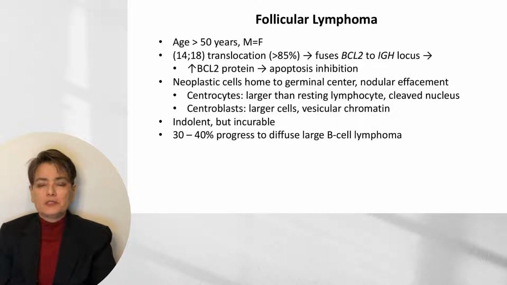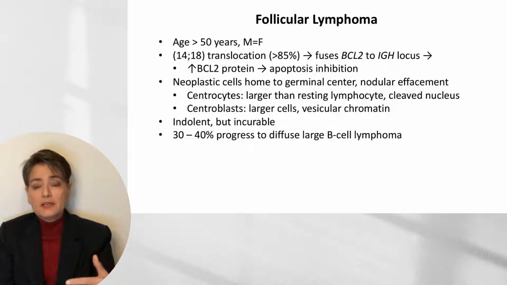So follicular lymphomas tend to occur in an older patient population, older than 50 years, with equal prevalence in males and females. More than 85% of cases have a chromosomal translocation between chromosomes 14 and 18, and this will result in the fusion of the BCL2 gene to the IGH locus. This is going to result in an increase in our BCL2 protein, which again is going to inhibit apoptosis. The neoplastic cells, as I've already mentioned, are going to home to the germinal center, and we will have what is referred to as nodular effacement, and I'll show you that image in a moment.